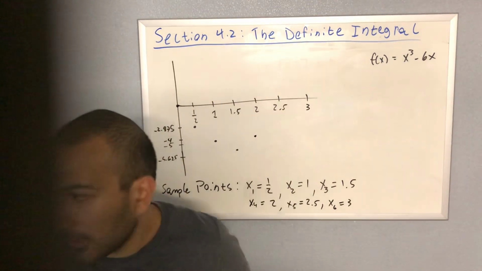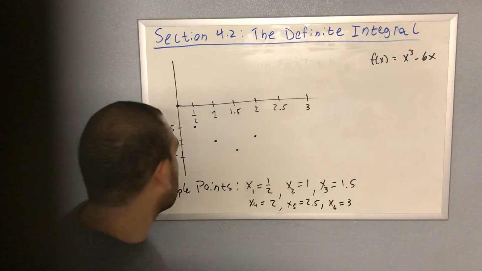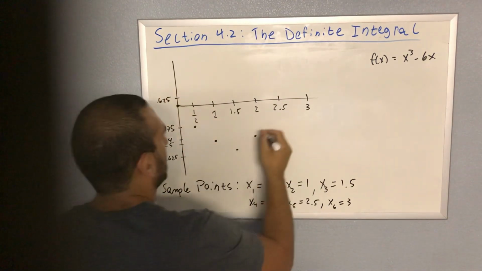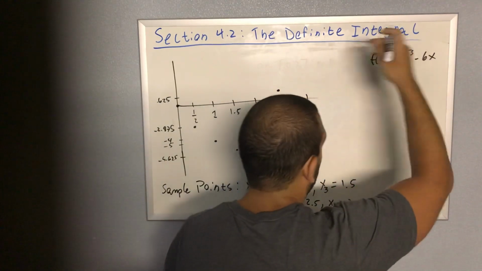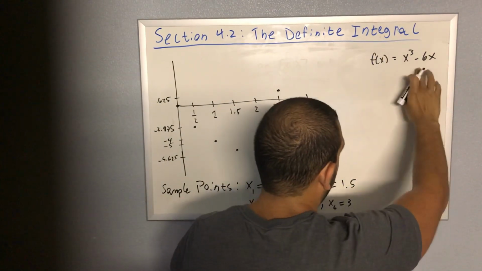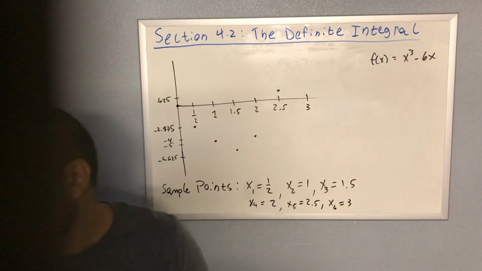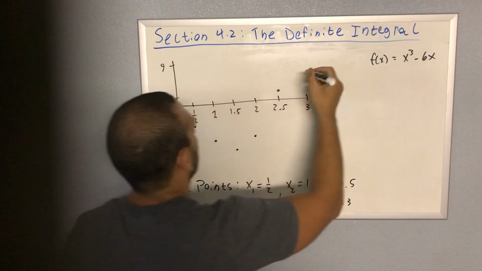And then what's the value at 2.5? It's 0.625, so now we're back to positive. So at 2.5, positive, and then at 3, it's 3 cubed, which is 27, minus 6 times 3, which is 18. So 27 minus 18 is going to be 9. So we jump all the way up here to 9.